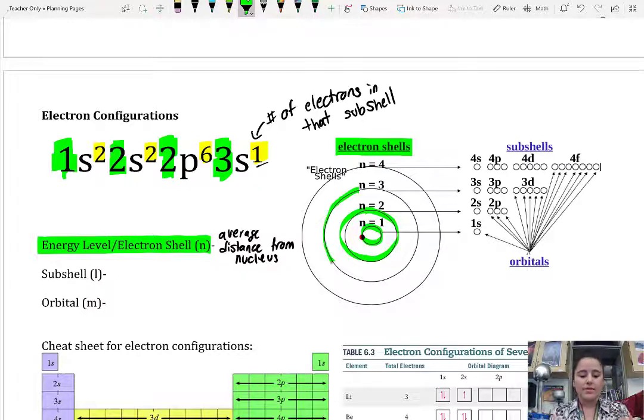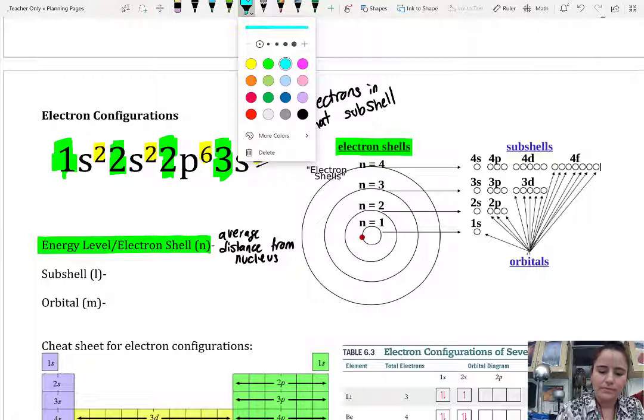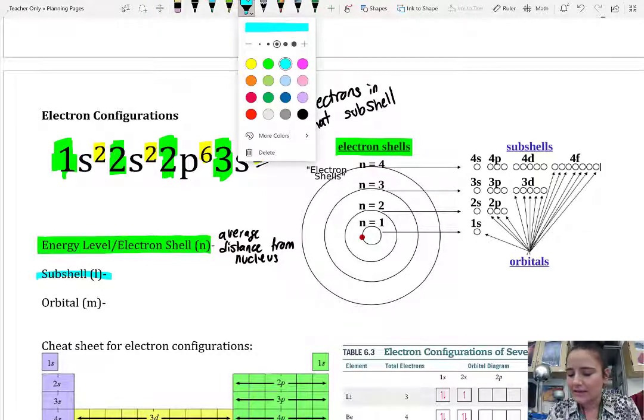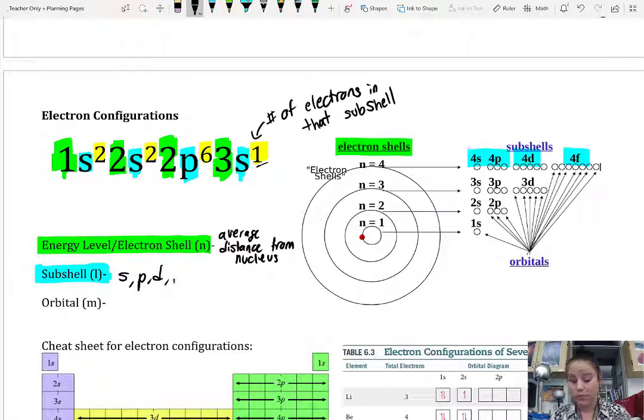Then, if we want to go one step deeper, we have the subshells. Now, the subshells are the S, the P, the D, and the F. They're these guys, S, P, D, and F. And what they refer to are specific orbitals or groups of orbitals within that energy level.